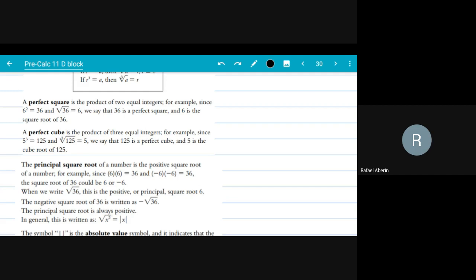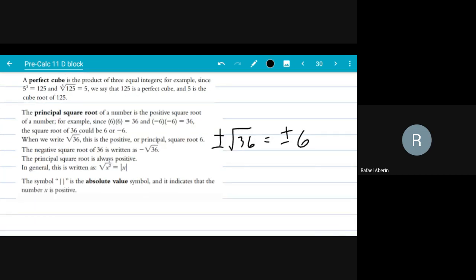So the question is, are there times when the answer would be both? Yep. It's when you see both positive and negative in front of the radical. This is when the answers are positive and negative 6. In general, this is written as the square root of x squared is equal to the absolute value of x. So what it's saying is, if you're getting the square root of a number that is being squared, the answer would be the number itself, but only the positive value.